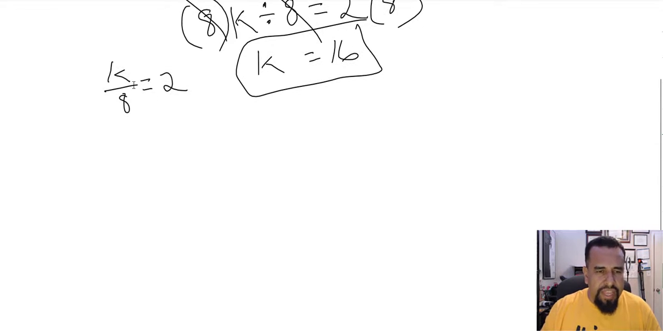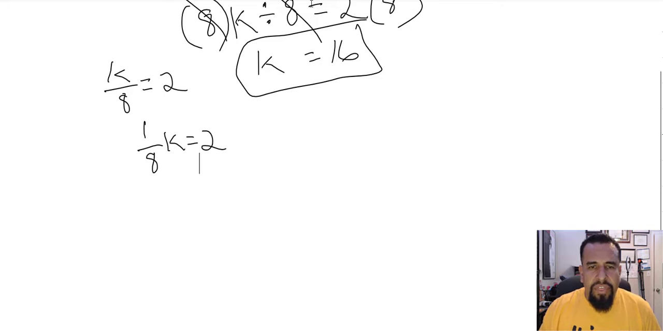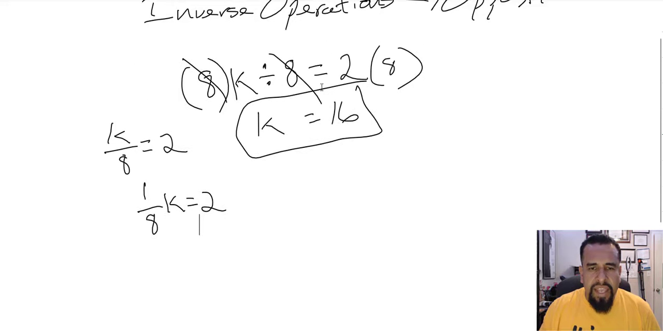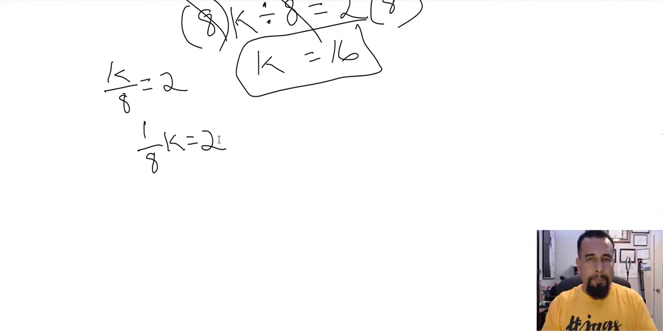Let me show you one more thing about this, because sometimes you'll see it like this, but most of the time you're going to see it like this: 1 over 8 times k equals 2. What I want you to know is that the k divided by 8, the k over 8 equals 2, and the 1 over 8 times k equals 2 are all identically equal. They look different, but they mean the same thing.